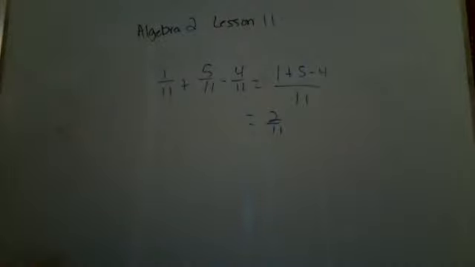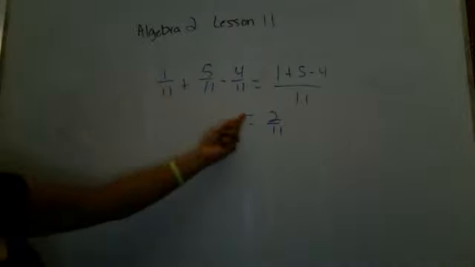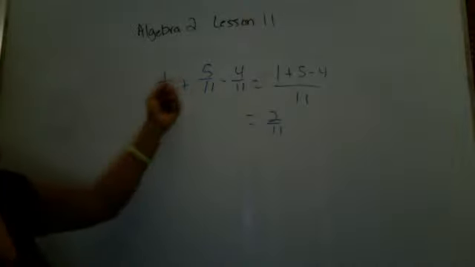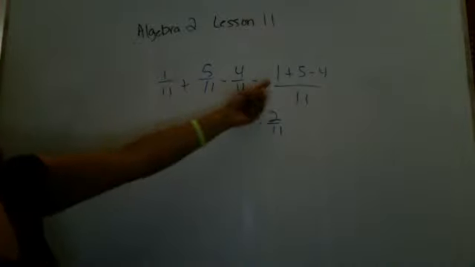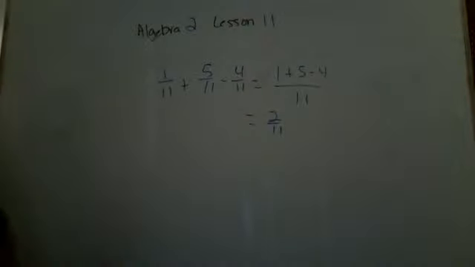Look at this one, 1/11 plus 5/11 minus 4/11. You have the same denominator. You keep the denominator, and you simply combine the numerators. 1 plus 5 minus 4 gives you 2/11. Simple as that, yes? Same thing can be done if we have variables or letters.